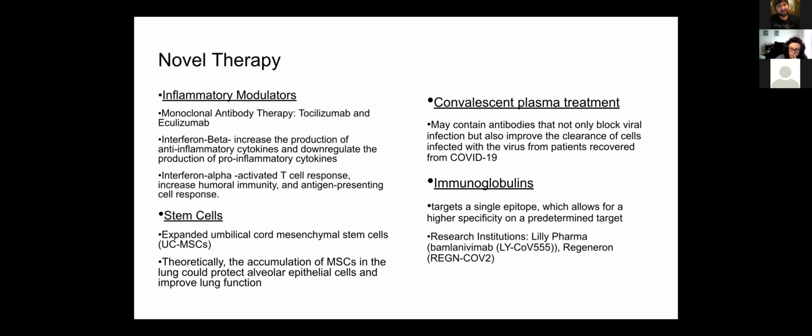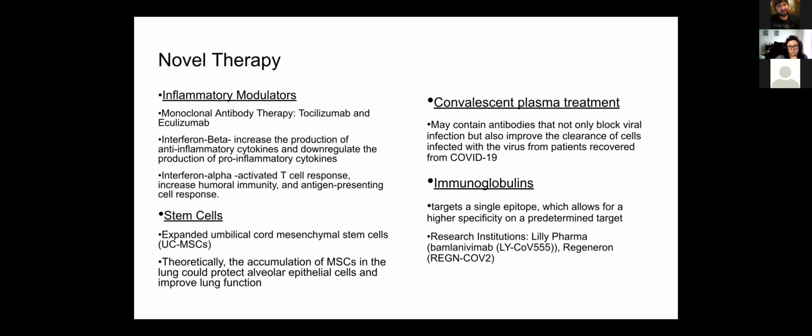And another one I want to talk about is the convalescent plasma treatment. As we know, this is one of the first treatments that was available to people. As people recovered, they just wanted to get the plasma because they were hoping that it had the immunoglobulins to combat the virus. So basically, they were just doing a transfusion.